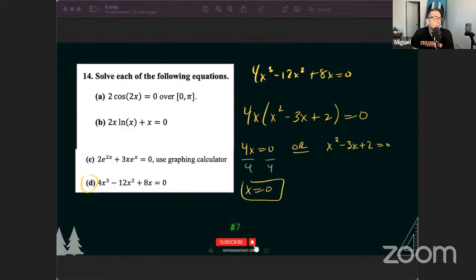So how do we solve these things? We set them equal to 0, and then we factor. What two numbers multiply to 2 and add to -3? It looks like this could be x minus 2, x minus 1 is equal to 0. Boom. So then x is equal to 2 and 1. So we have three solutions in this case: 0, 2, and 1.